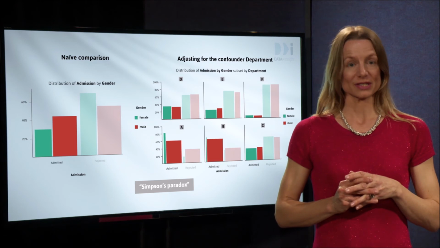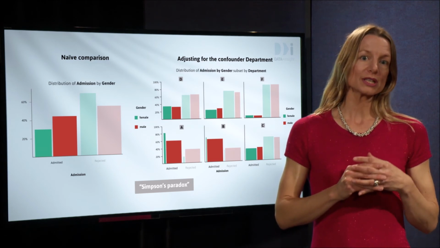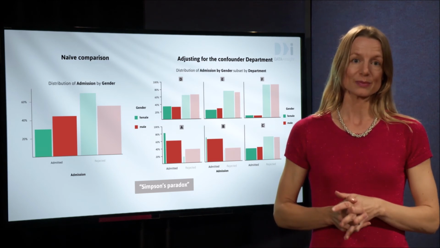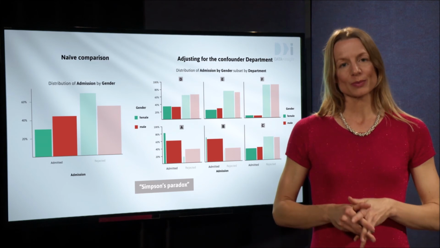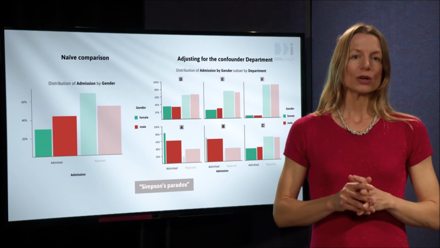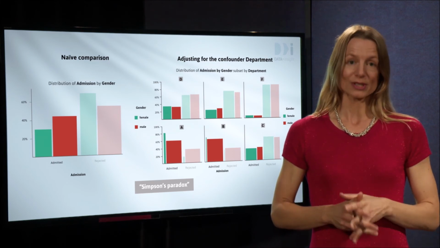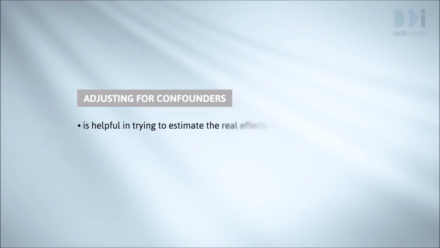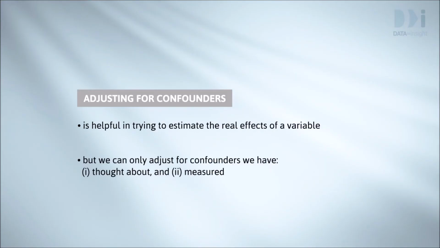Statisticians have developed sophisticated ways of trying to accomplish the same thing for smaller data sets. Tools include matched sampling and regression modeling, but they all involve making some fairly strong assumptions. Adjustment is helpful in trying to estimate the real effects of an exposure like smoking. However, we can only adjust for confounders we have thought of and collected data about. Consequently, we can never completely solve the causation problem.